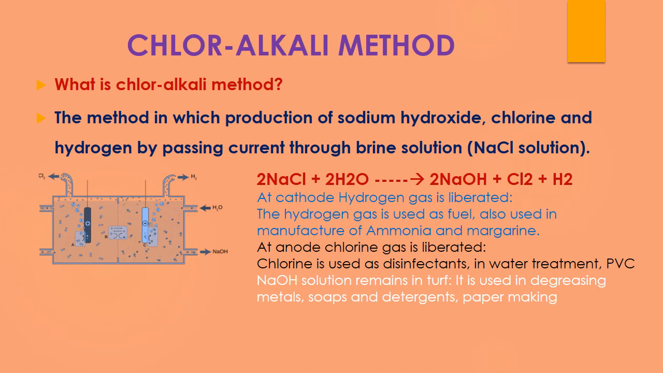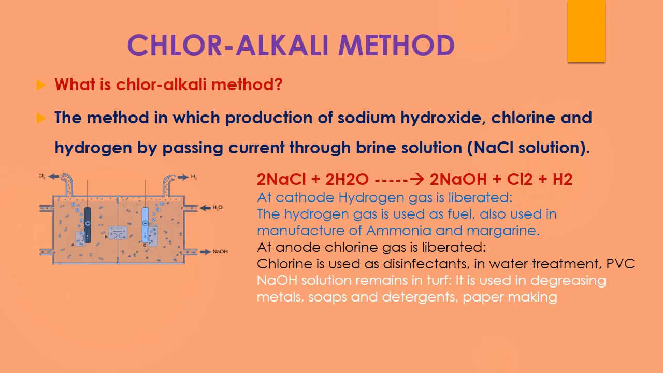At the same time, the uses of chlorine. As we know, chlorine is liberated at the anode. Chlorine gas is used as a best disinfectant. That means at the time of treating water, we are using chlorine gas. It is also used in the manufacturing of PVC pipes.